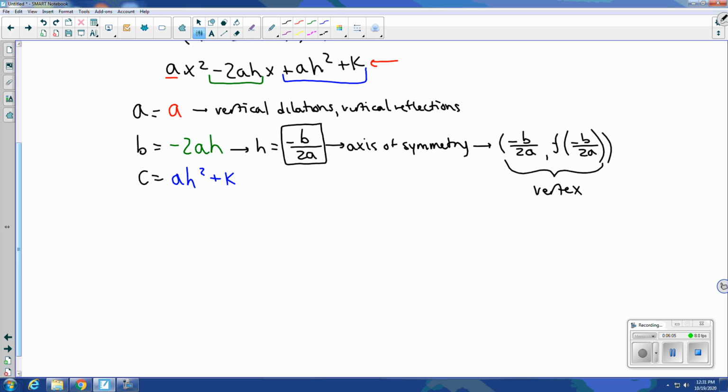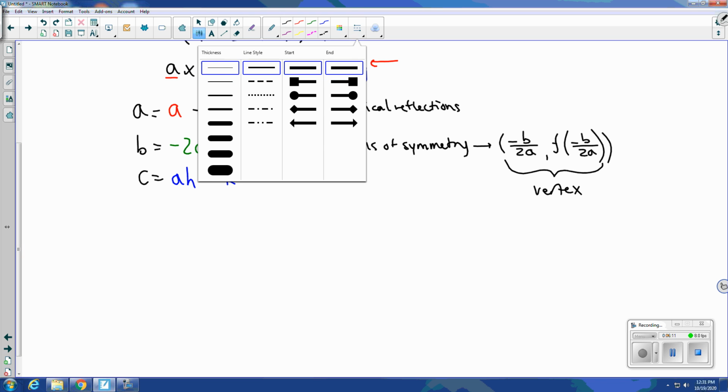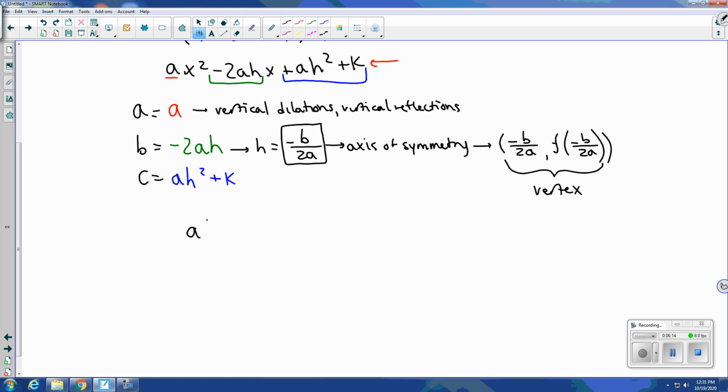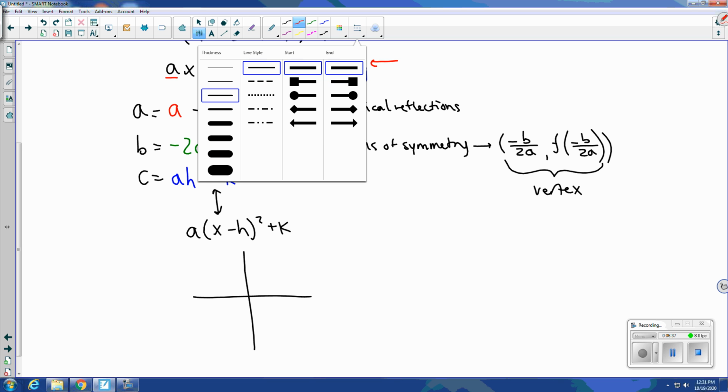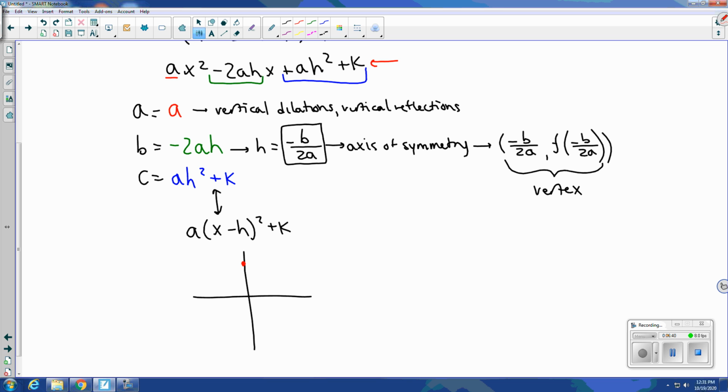Now lastly, C, ah squared plus k. What's going on there? Well, if you look at the vertex form, what looks similar here? Well, if x were 0, won't I get ah squared plus k? And what's special about when x equals 0? Well, when I'm on a coordinate plane, anytime x is equal to 0, I've just discovered a y-intercept. All points along the y-axis, no matter where I place this point, they all have an x-coordinate of 0.